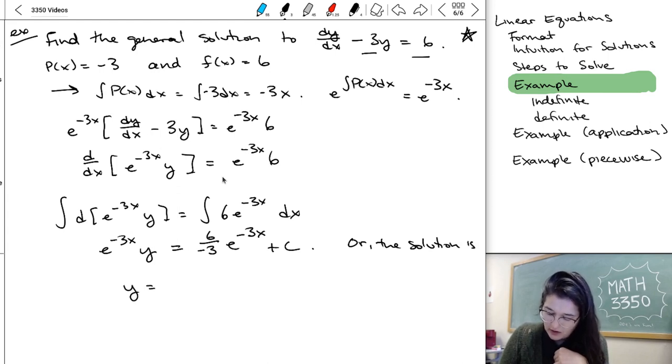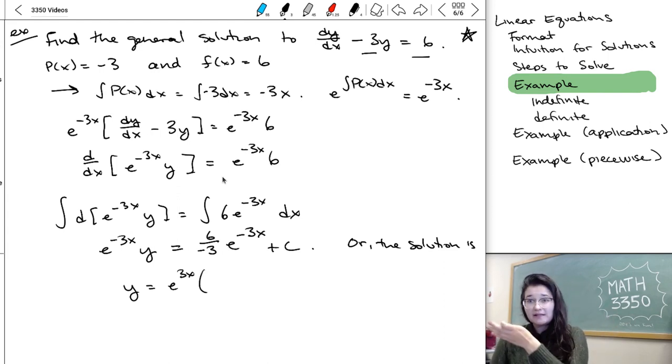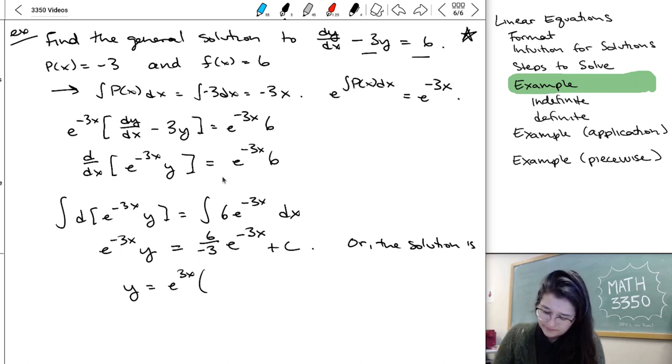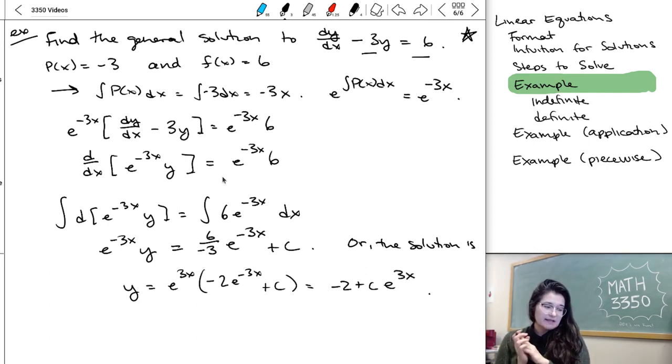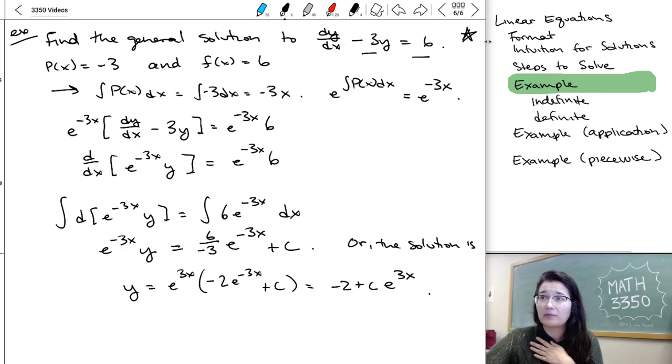Then we can go ahead and solve for the solution by dividing by e to the minus 3x, or multiplying by e to the 3x. And so we've got minus 2 plus c e to the 3x in the end. And that's how we're going to solve these linear equations. So in the next video, we'll deal with the c in an initial value problem. But for right now, just make sure you have all these steps down and that you're ready to work on it for your participation problem.